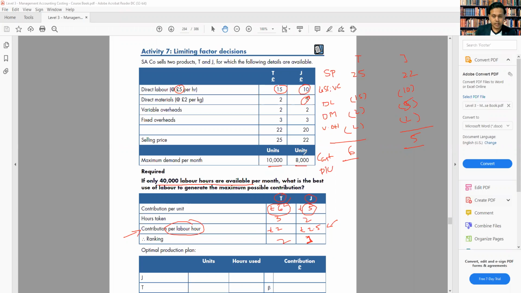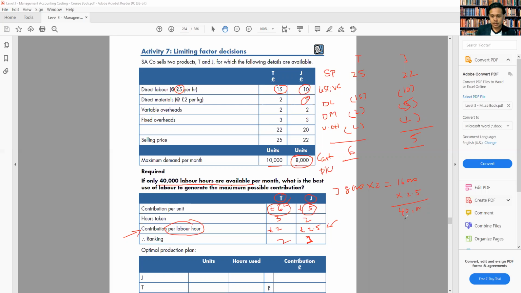You can see we have a demand of 8,000 units for J. Every unit needs 2 hours, so I'm going to use 16,000 hours for J. And how much will the total contribution be? Each hour will give me a contribution of 2.5, so 16,000 times 2.5 gives me 40,000.